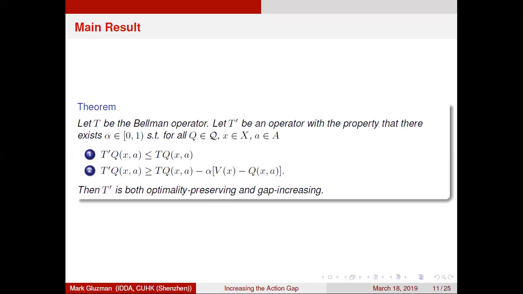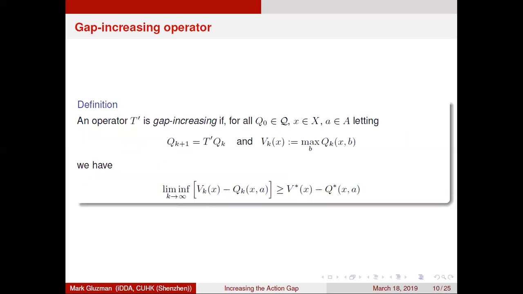But you may not be subtracting. Maybe you're choosing equality, so it may be greater than or equal to. So T prime Q for this definition can be exactly identical to TQ. So you're still okay, you don't increase the gap at all. Therefore, this is related to the previous statement, that this can be equal.